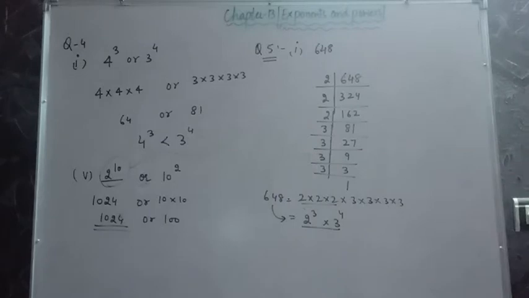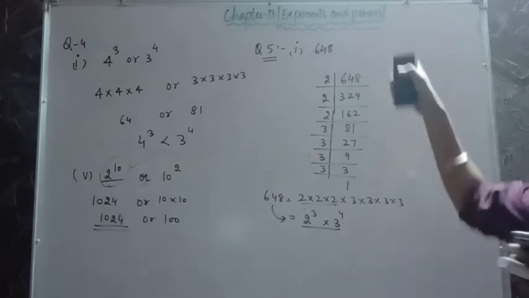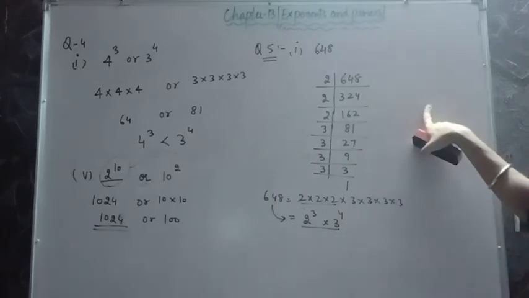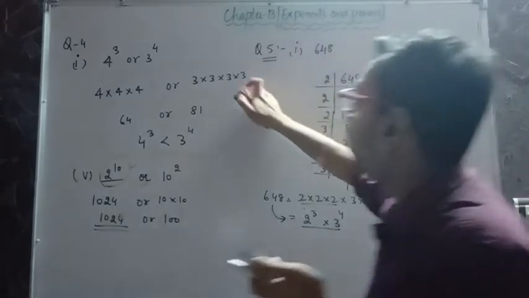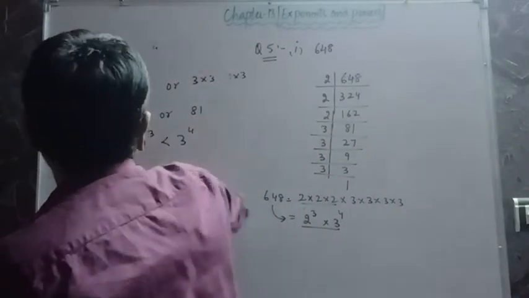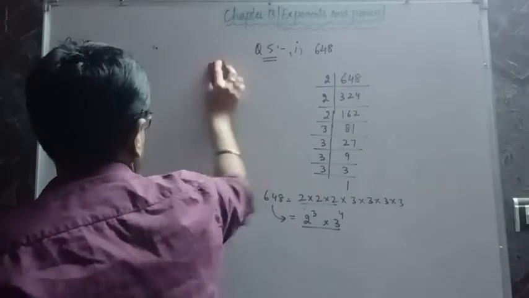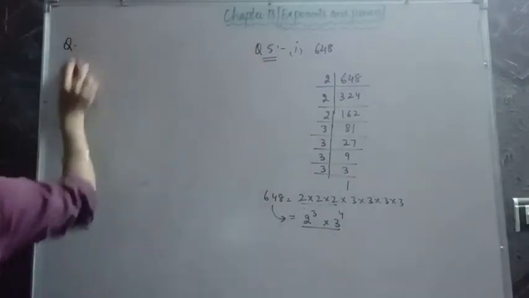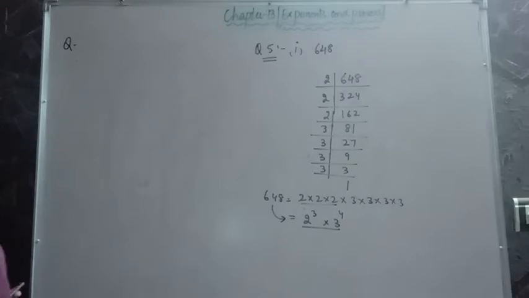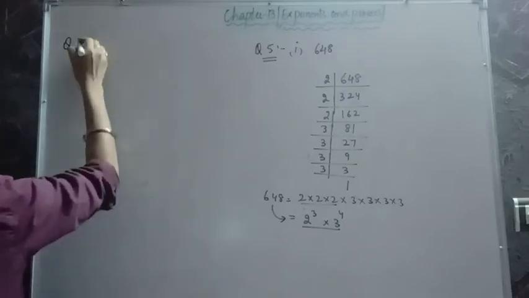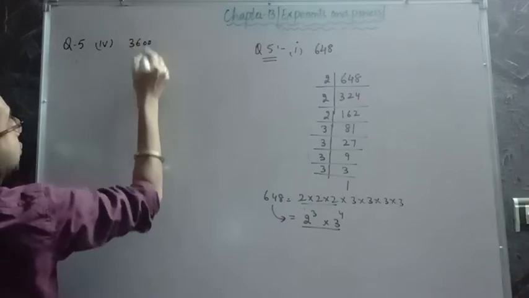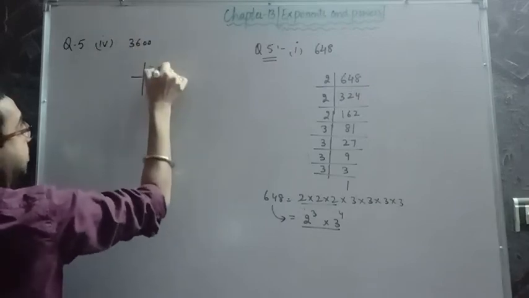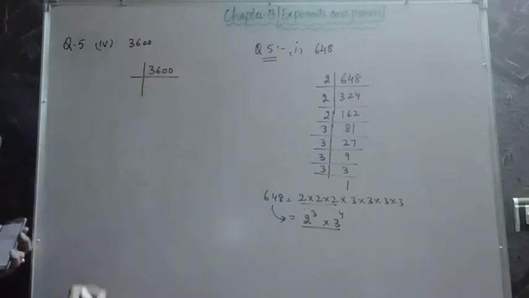Next, question number 6, simplify. Why am I not doing each and every part? Because you have to try. Until and unless you try, you will not get it. I will do one more part of this question because you might find this part very difficult on first look, but it's indeed very easy. Fourth part of question number 5, it's 3600. You might find this question very difficult, but it's not. Trust me on that.